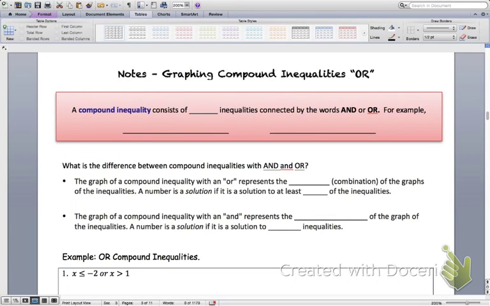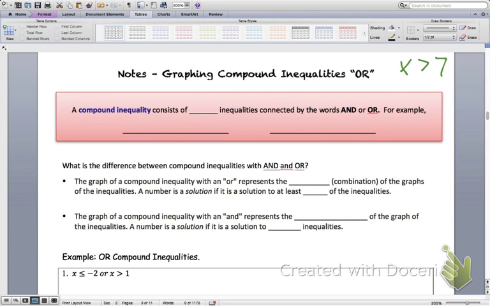Hello everyone. Today we're going to go over how to graph compound inequalities. So what is a compound inequality first of all? We know what a simple inequality is. A simple inequality is just something like x less than 7, where we have a simple condition taking place.